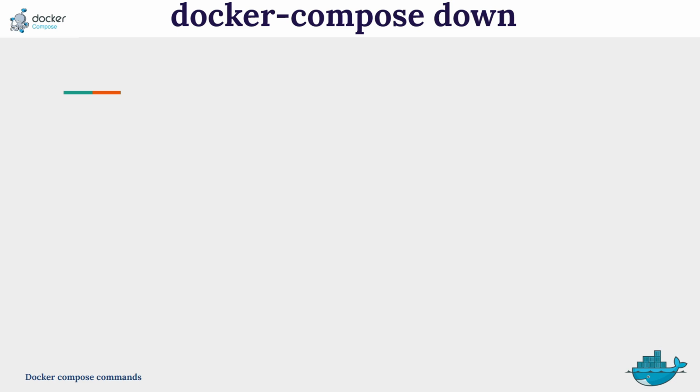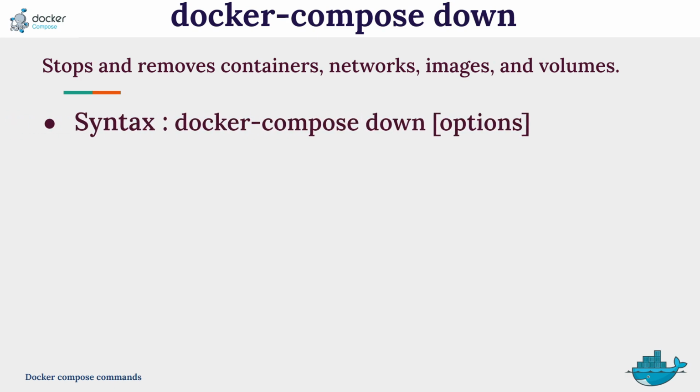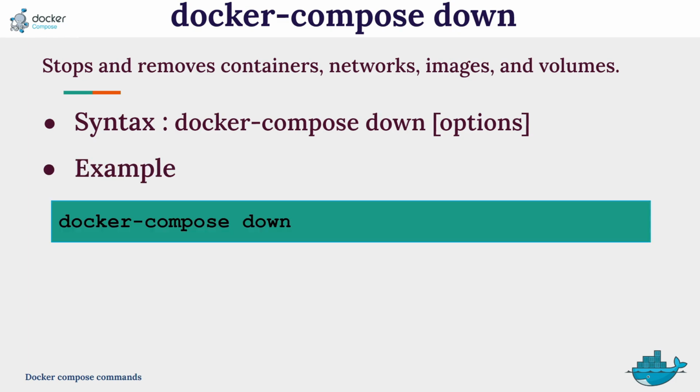Next command is docker compose down. Stops and removes containers, networks, images, and volumes. Let's see the syntax. The usage of the docker compose down command starts with the docker compose down keyword, options. This command cleans up everything created by docker compose up.